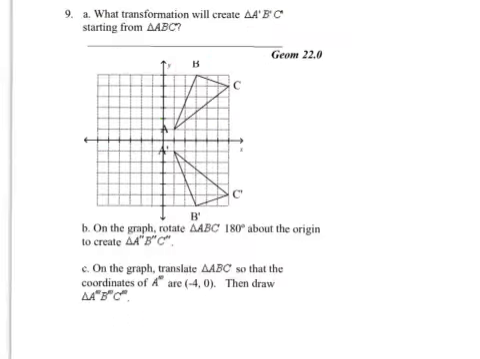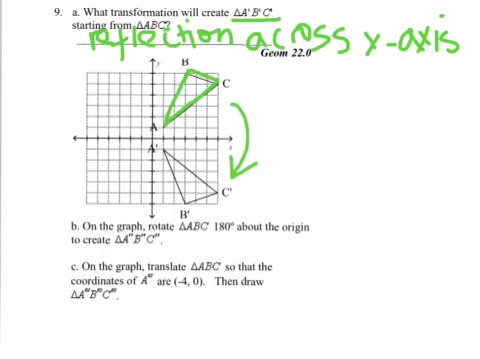The first part of this question says what transformation will create A prime, B prime, C prime, starting from ABC. And hopefully what you can see is the reflection across the x-axis. The next part, part B, says on the graph rotate the triangle 180 degrees about the origin to form A double prime, B double prime, C double prime.